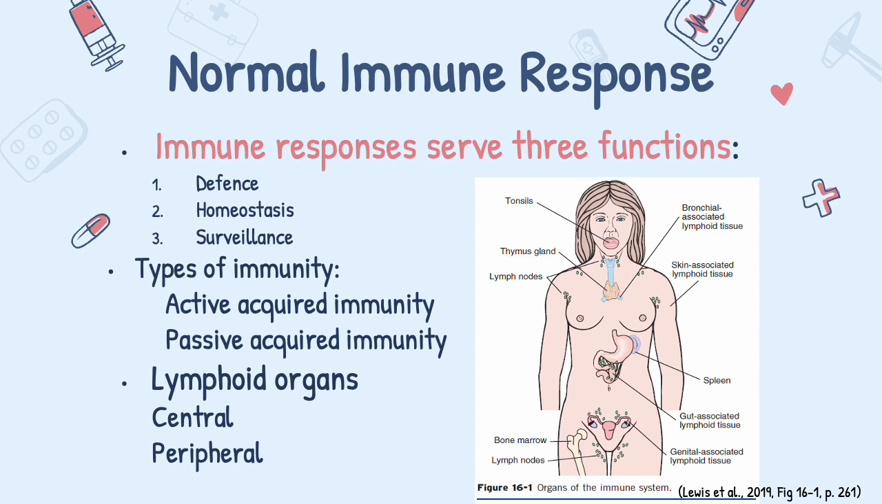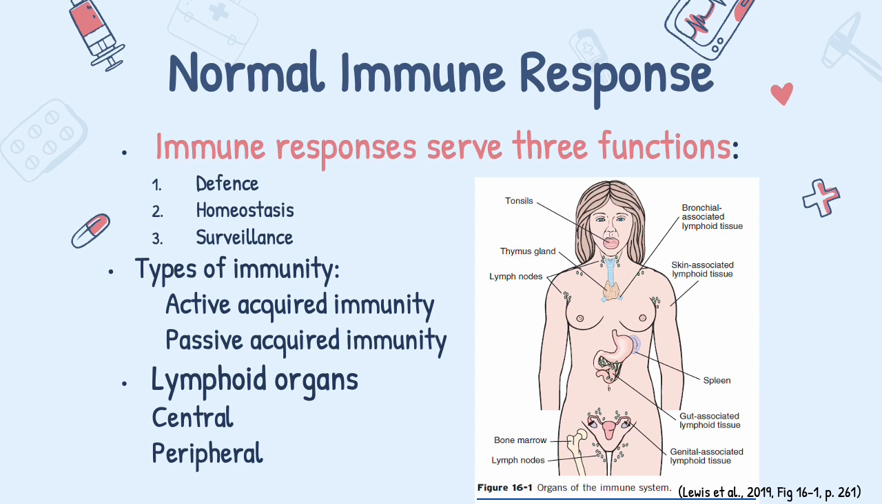Homeostasis is when damaged cellular responses are ingested and removed. And surveillance is when mutations continually arise in the body, which are normally recognized as foreign cells, and then they are destroyed. An antigen, as you know, is a substance that elicits an immune response, and all of the cells of the body have antigens on their surface.